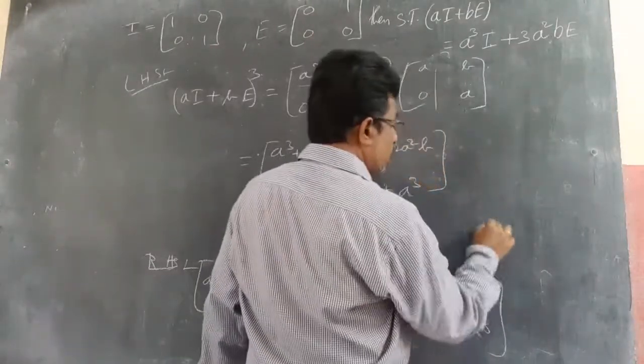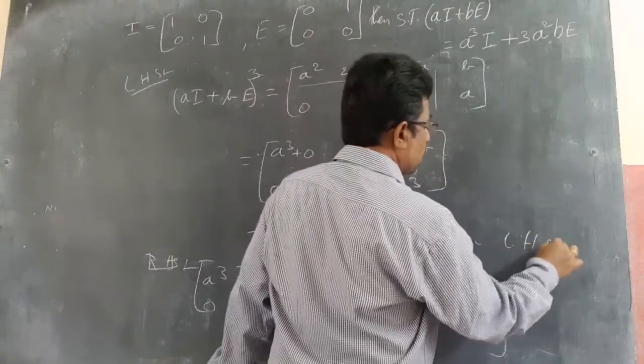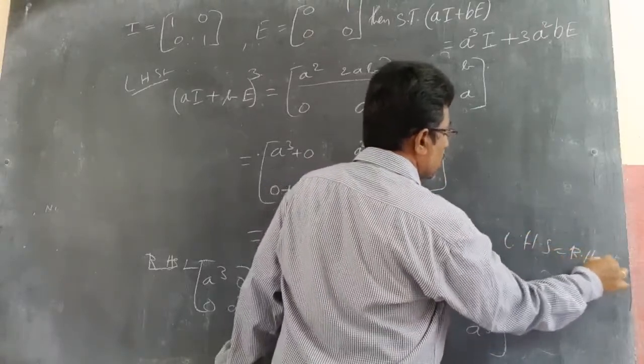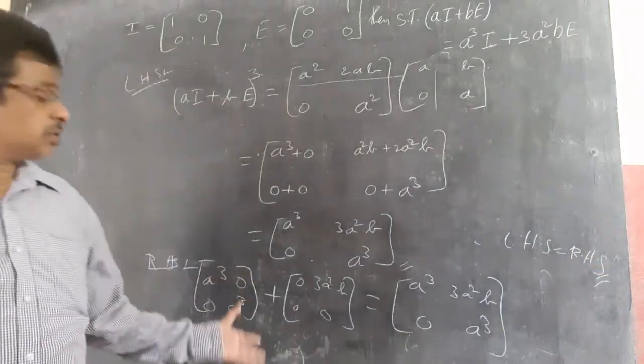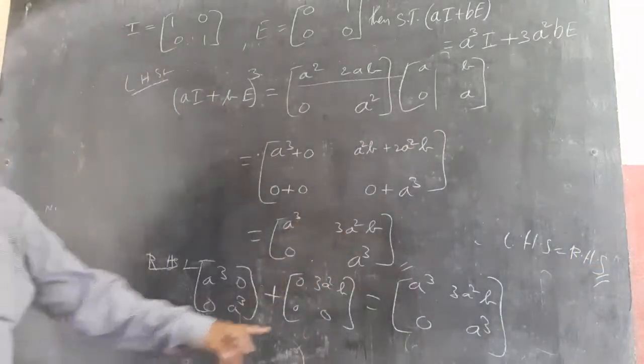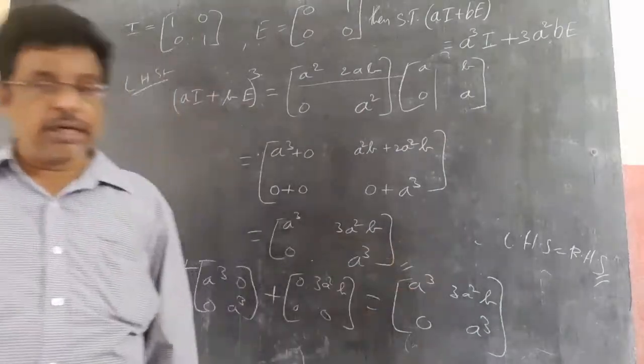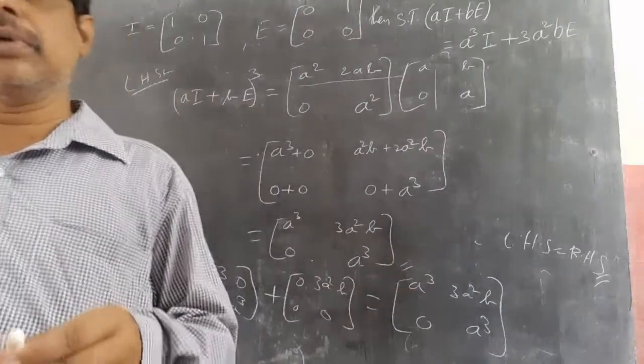Therefore the LHS is equal to the RHS. The left hand side equals the right hand side. Both are the same, so both are equal. Hence proved.